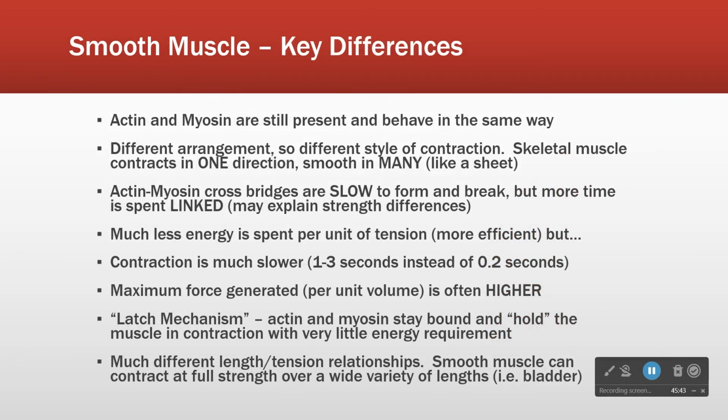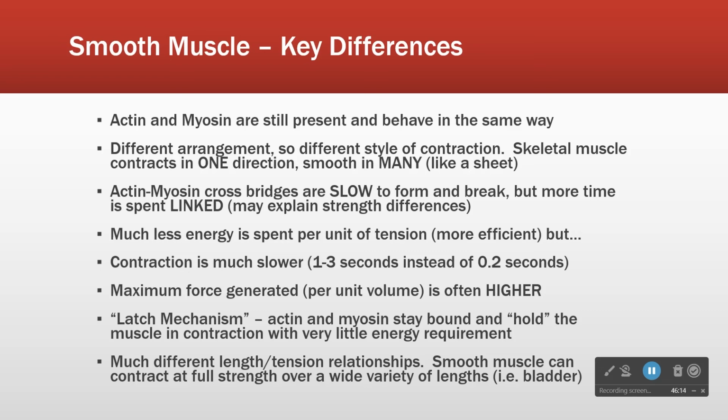All right, so what is similar and different between smooth and skeletal? Well, we still have actin and myosin. The single biggest difference between smooth muscle and skeletal muscle is how actin and myosin are arranged. In skeletal muscle, actin and myosin are arranged in those very elegant sarcomeres. So we get contraction in just one direction, right? In smooth muscle, the arrangement of actin and myosin is more like a web, right?